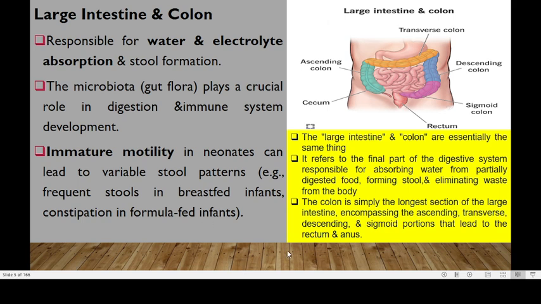Next, we have the large intestines. Of course, the large intestines is responsible for water and electrolyte absorption. We have immature gut motility, which normally leads to variable stool patterns in infants, like frequent stools in breastfed babies and constipation in formula-fed infants.